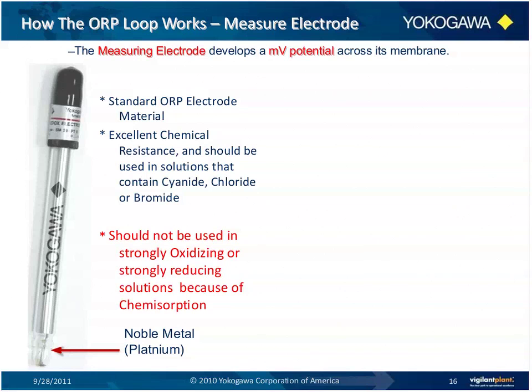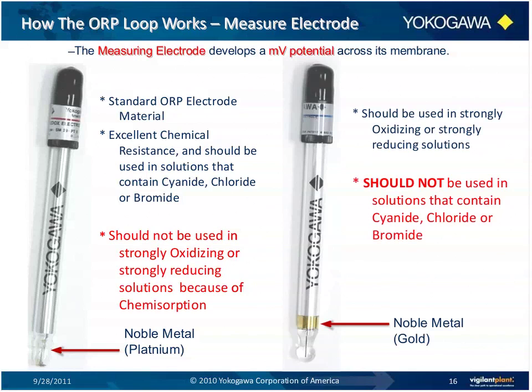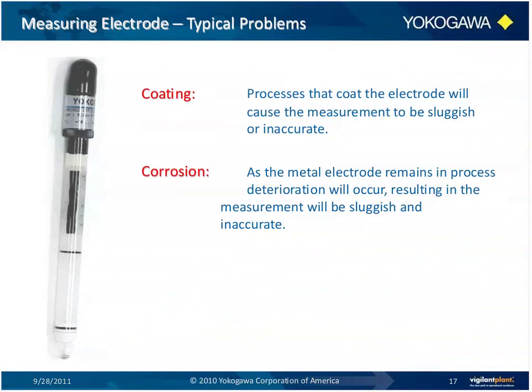Gold electrodes are used because they have properties that make them a good recommendation for those either strongly oxidizing solutions or strongly reducing solutions. However, it's important to note that gold is not recommended for use in applications that contain the cyanides, the bromides, the chlorides, because gold itself is not resistant to the corrosion that can occur because of these chemicals. The measuring electrode life and operational accuracy are adversely affected by the process chemical makeup. So it's very important that you choose the right metal for the right process.